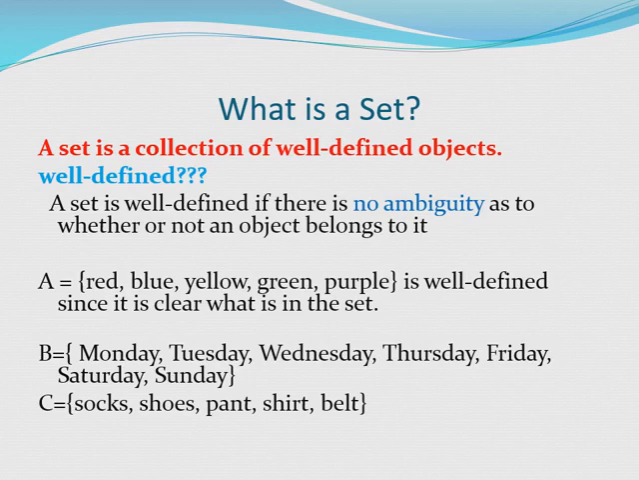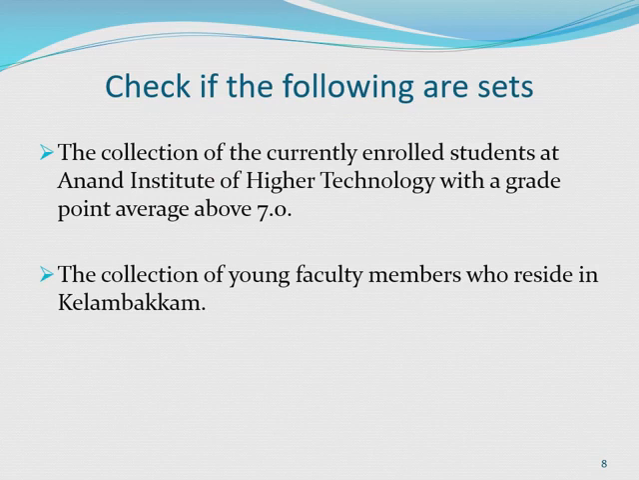Now let's make an attempt to see if we have understood the basic definition. Check if the following are sets. The first one, collection of the currently enrolled students at Anand Institute of Higher Technology with a grade point average above 7.0. Give it a try. This is a set because we know it is well defined.